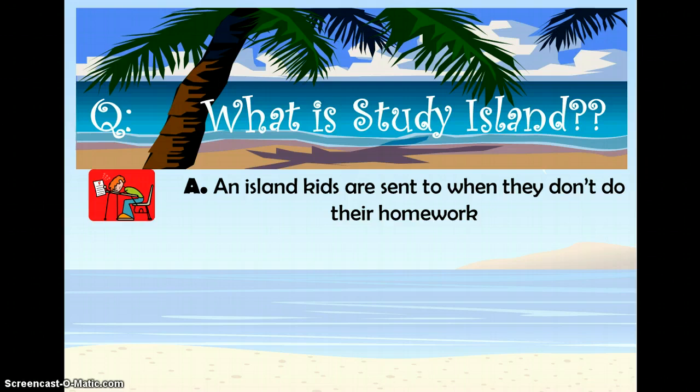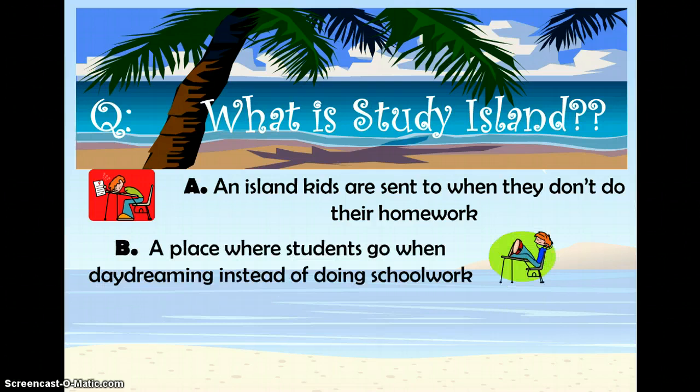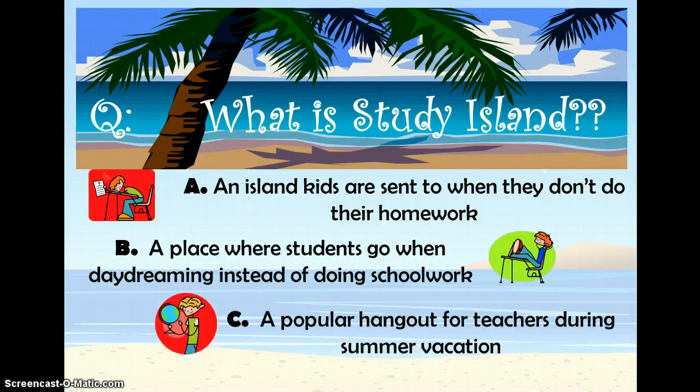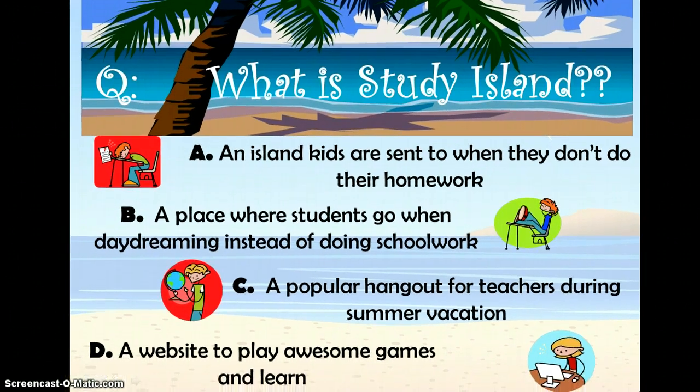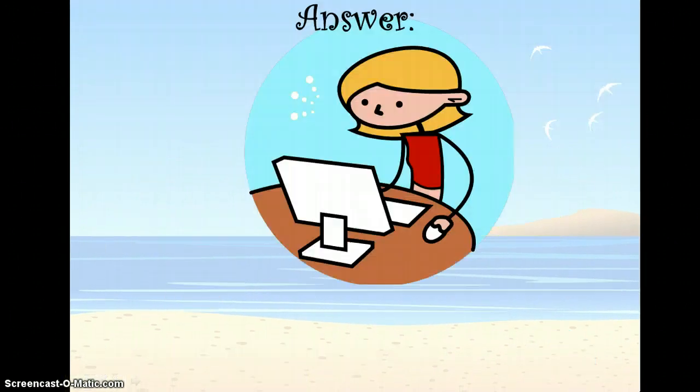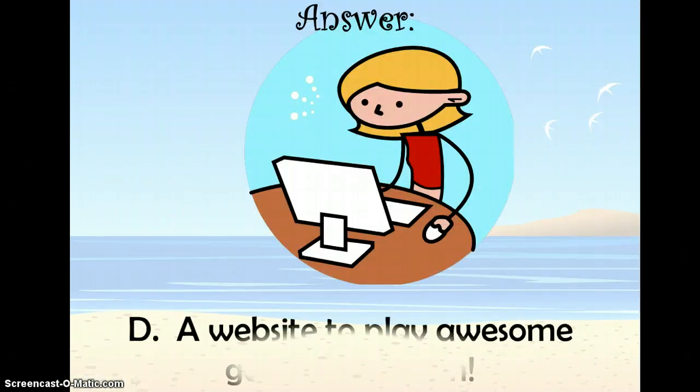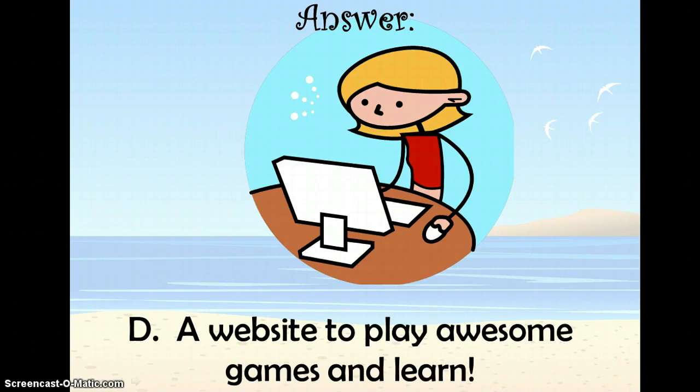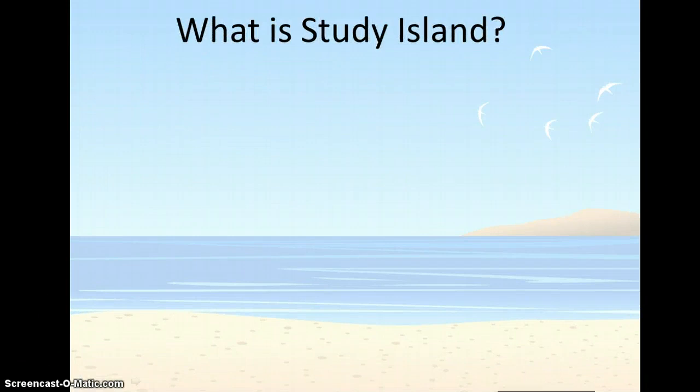Well, it's either A, an island kids are sent to do when they don't do their homework, or it's a place where students go when daydreaming instead of doing schoolwork, or it's C, a popular hangout for teachers during summer vacation, or D, a website to play, and I'm going to try and move my screen down, awesome games and learn. Your correct answer is going to be D, a website to play awesome games and to learn. And so that's obviously why we're going to be using it.